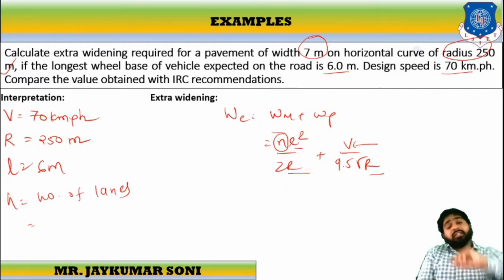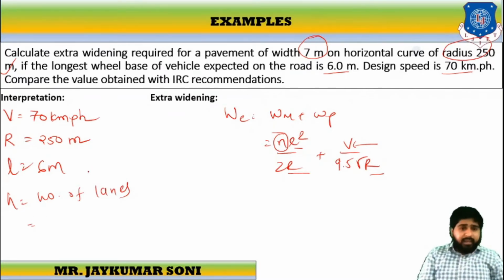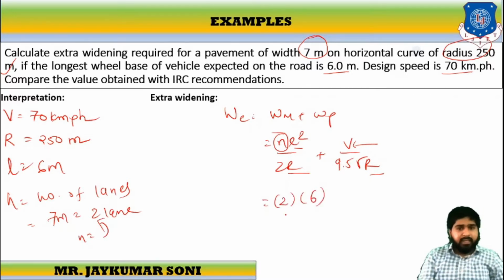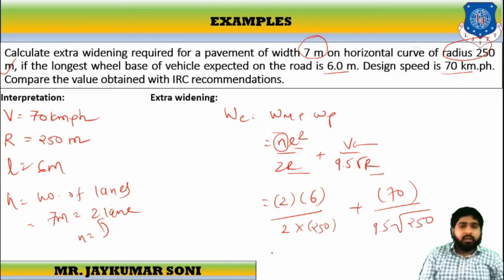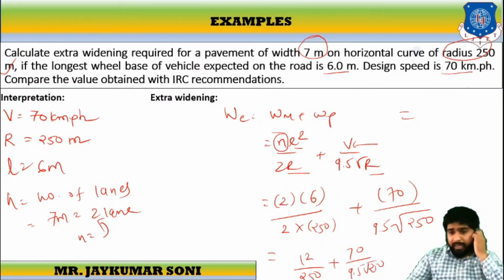We have learned in the initials of geometric design that 7 meter means 2 lane. So here N stands for 2. So we have N as 2, L as 6, L square, R as 250, V as 70, 9.5, then we have under root R, that is 250. So 2 into 6 square by 2 into 250 plus 70 by 9.5 under root 250. Calculate this and tell me what answer we are getting.